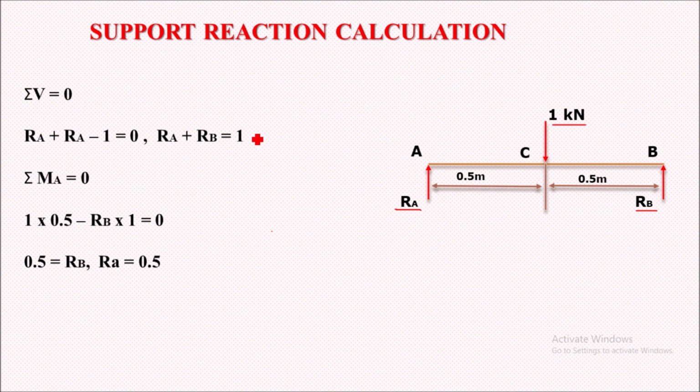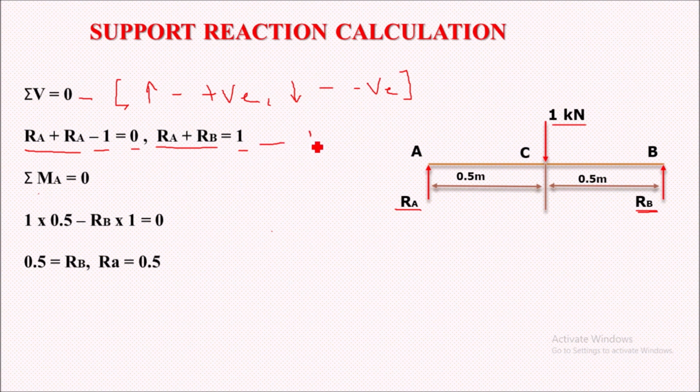So in this case we'll consider that for the equilibrium condition of this beam, the sum of all the vertical forces acting on this beam will be equal to 0. We will assume that the upward force will be positive and the downward force will be of negative magnitude. So here you can see RA and RB are upward forces, so of positive magnitude, and the 1 kN downward force is of negative magnitude: RA + RB - 1 = 0. On rearranging this, RA plus RB will become equal to 1.